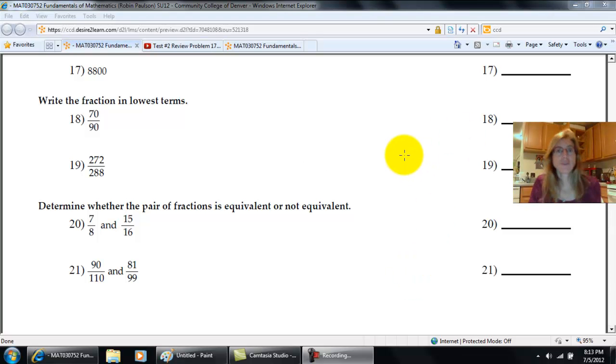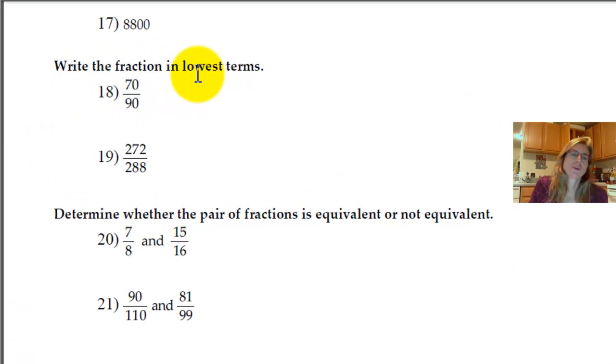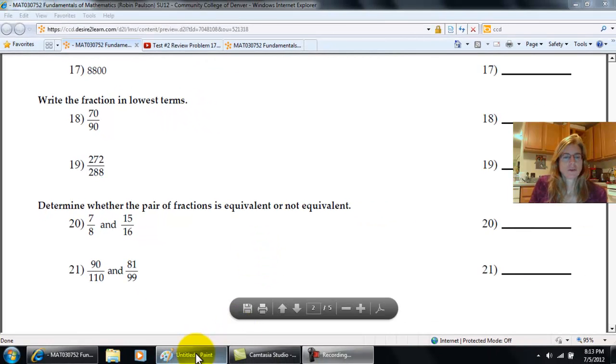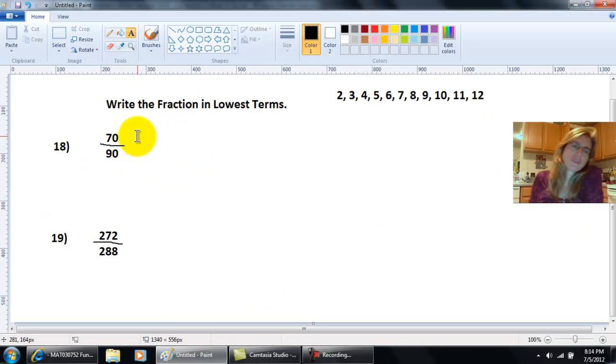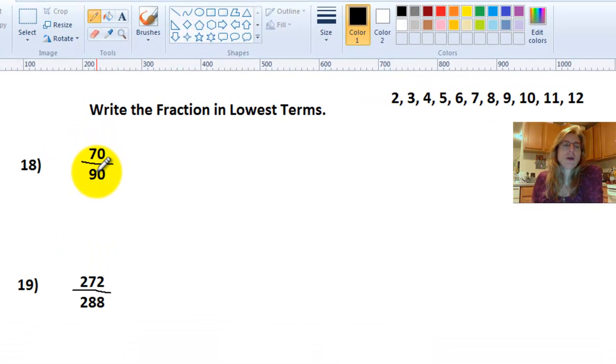This is still test 2 review, and we're doing problems 18 and 19, which is write the fraction in lowest terms. So we're writing these fractions in lowest terms. What you're trying to do is, for both the denominator and the numerator, look at what number, and this is just a list of numbers, goes into both of those numbers. So you have to look at what number here, and you could think if this list was infinity, goes into 70 and into 90.